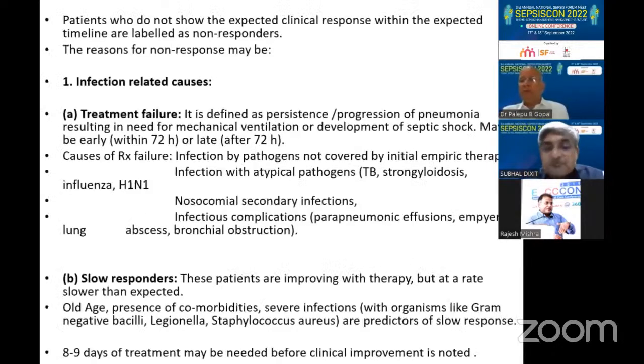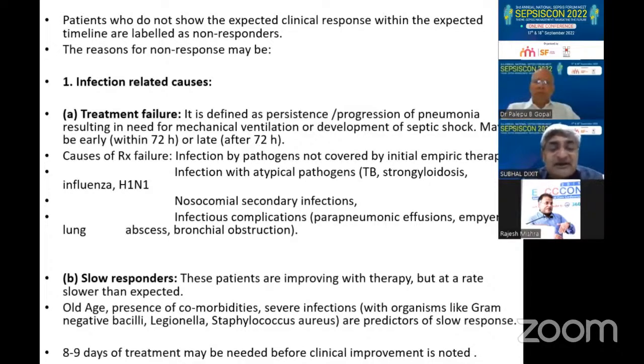Yes, thank you, Palepu, for the excellent coverage of the entire causes of infection-related treatment failure, which is usually defined as a persistence or a progression of pneumonia resulting in the need for ventilation or development of septic shock. And sometimes it may be as early as within 72 hours or late after 72 hours. And the causes, as I said, are that the pathogens are not covered by the initial antibiotics, or they are atypical pathogens, sometimes H1N1 or tuberculosis, secondary nosocomial infections which occur, or infectious complications could occur because of parapneumonic effusions or lung abscess or even empyemas.